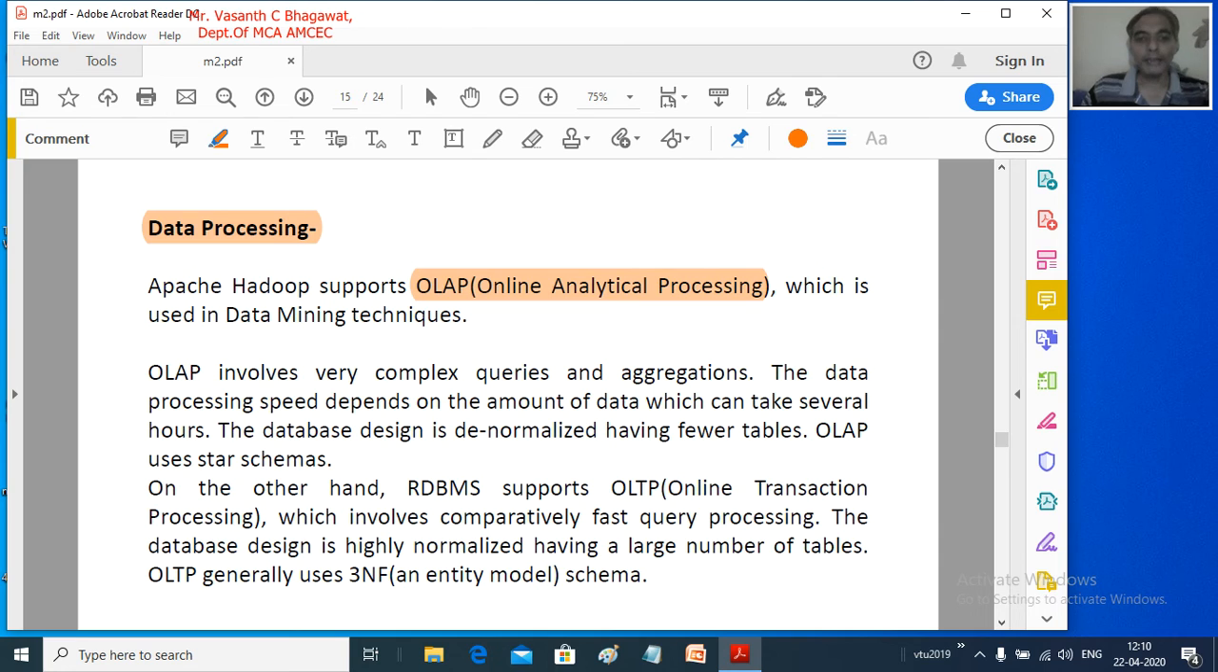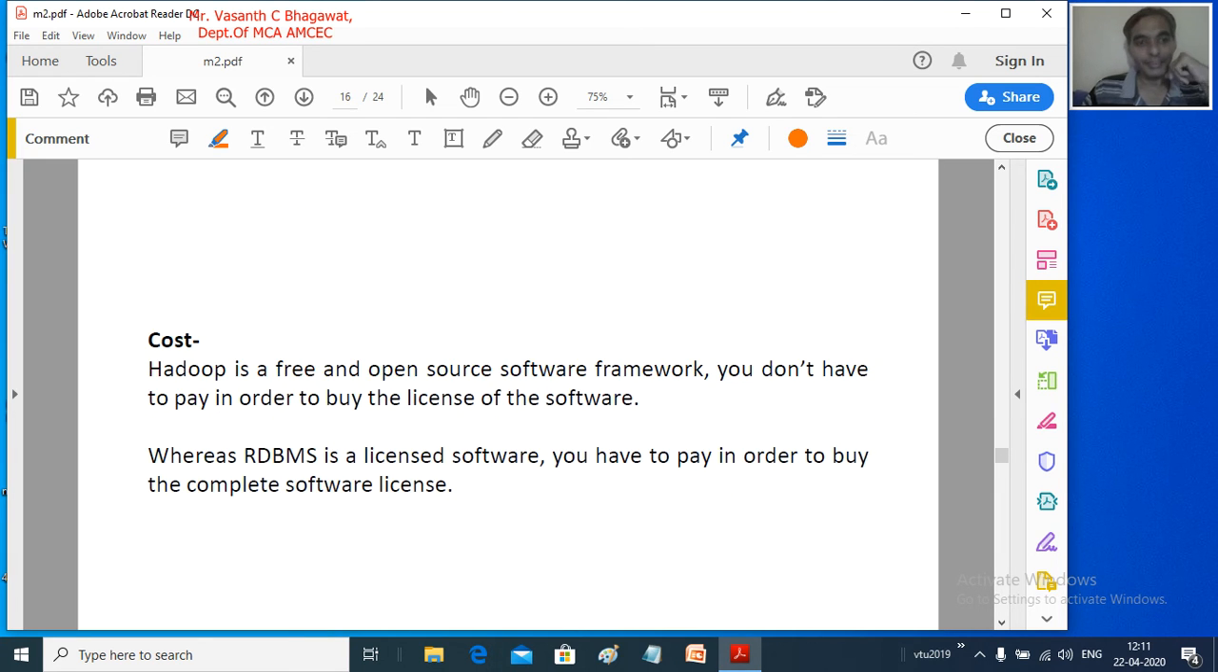Whereas when you are talking of RDBMS, it supports OLTP, that is online transaction processing. So it is very fast. The query processing in RDBMS is fast compared to Hadoop. Especially when you are working with an application related to transaction processing, where you need the results analysis to be done very fast, in a few seconds, at that time Hadoop is not a good answer. We have to go for relational RDBMS, because online transaction processing is very fast compared to HDFS.